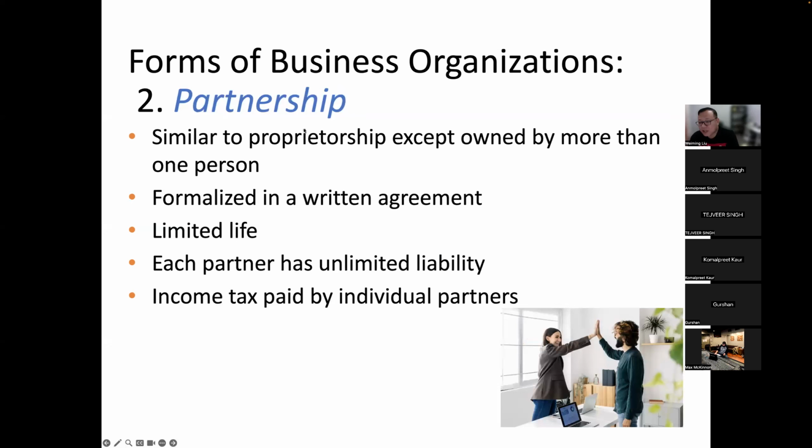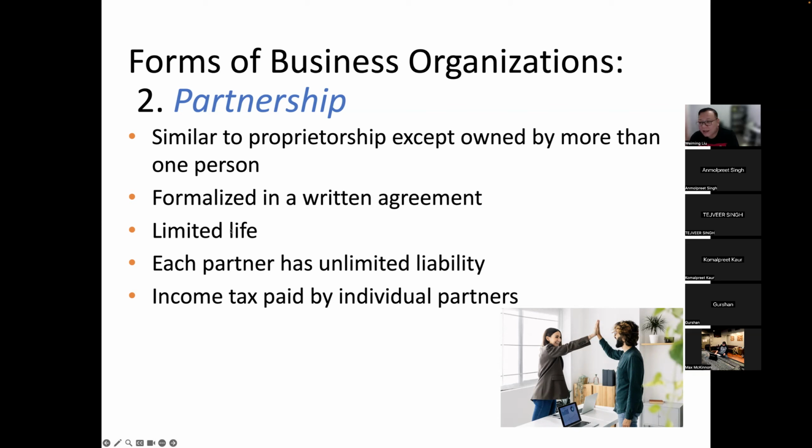So partnership is owned by more than one person. Okay, and they need to agree with each other how to divide the profit, right? What are each other's responsibilities and privileges? So this is the written agreement, right? It's called a partnership agreement. It has limited life.